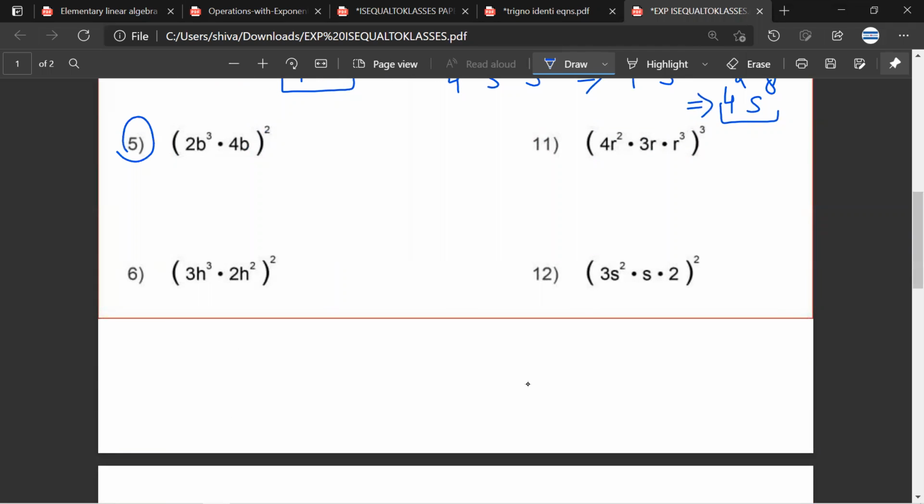Fifth question. We'll multiply 2 by all the indexes. So what should I write here? 2 raised to the power 2 and b raised to the power 6, 4 raised to the power 2 and b raised to the power 2. What should I do? We can combine both the b's, so b raised to the power 8 into 8.